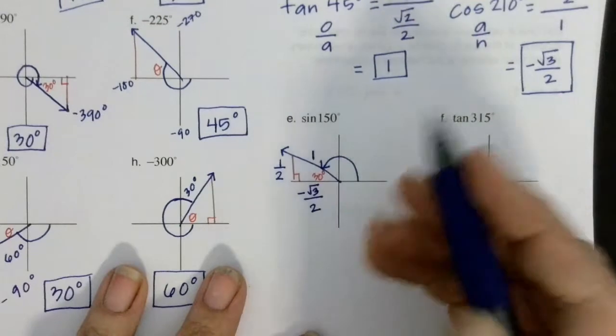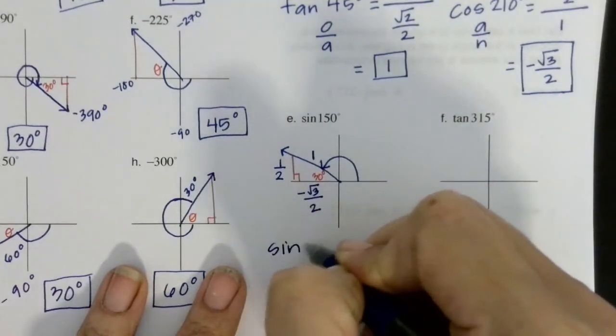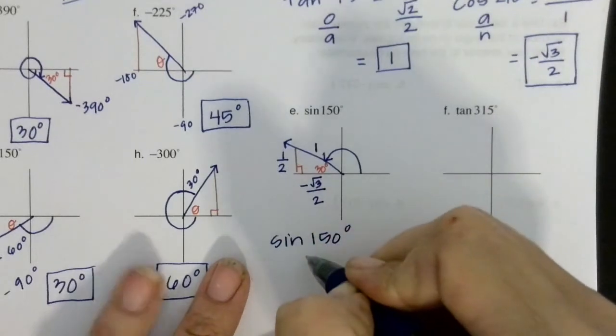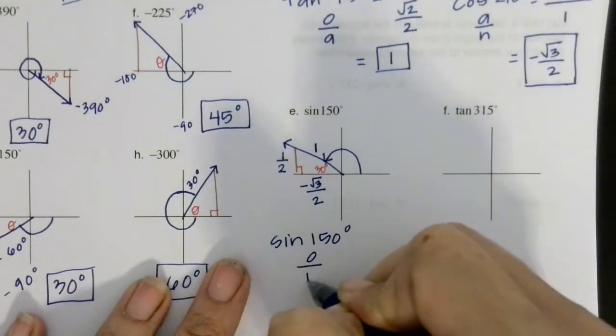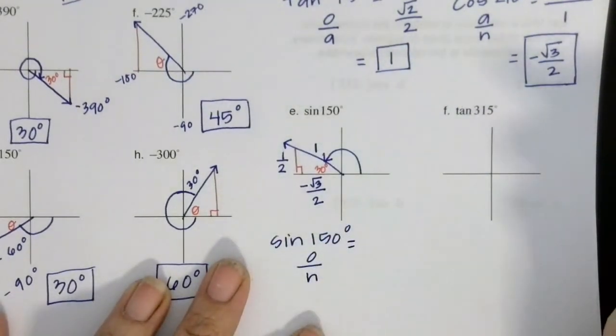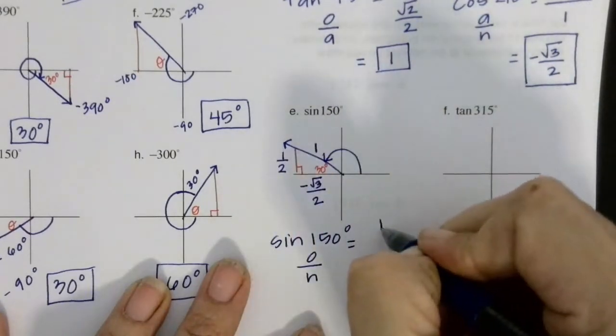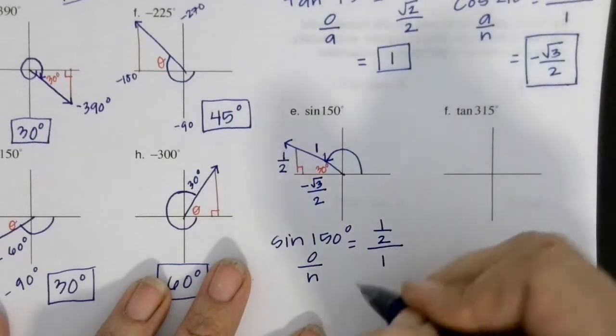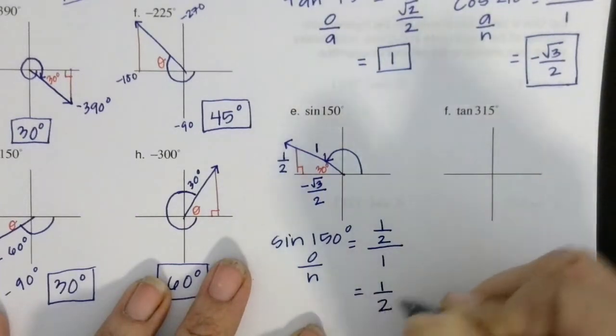All right, sine of 150. Sine is going to be opposite over hypotenuse. So opposite the 30 degree angle is 1/2 over 1, and 1/2 divided by 1 is 1/2.